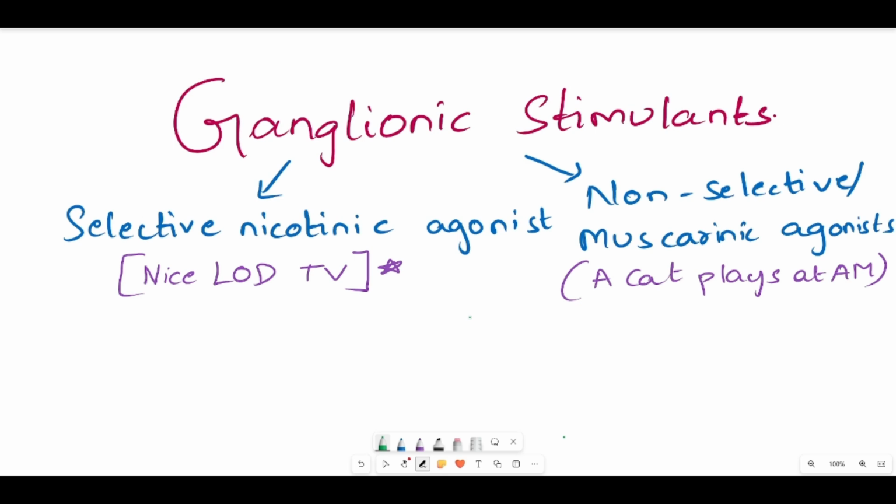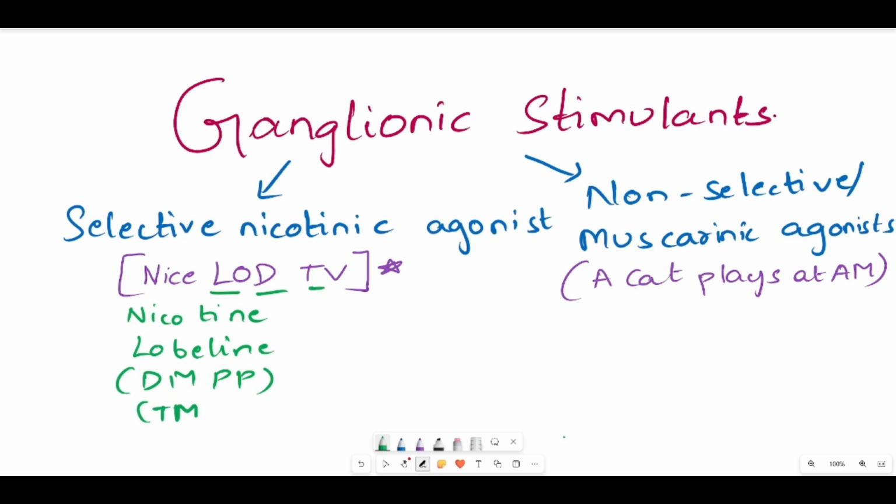NICE LOAD TV, where N means it is nicotine, L means it is lobeline, D means DMPP. What is the full form of DMPP? It is dimethylphenylpiperazinium. Dimethylphenylpiperazinium is DMPP. Then we have T again. T means TMP. TMP is tetramethylammonium. Then the last one is V. V is varenicline.